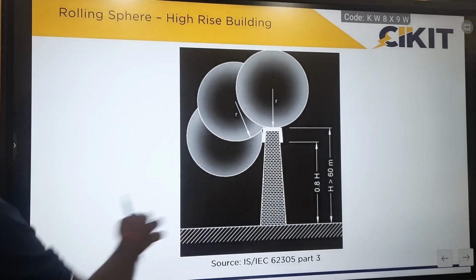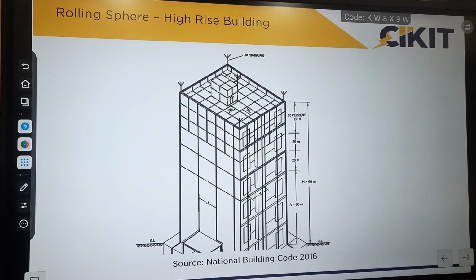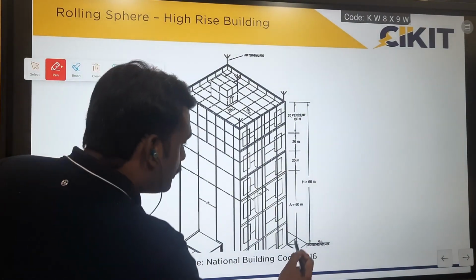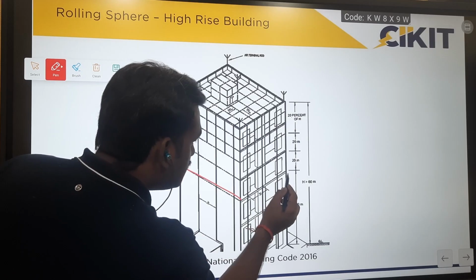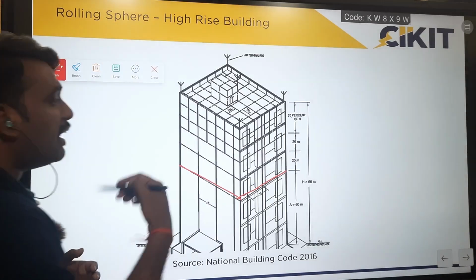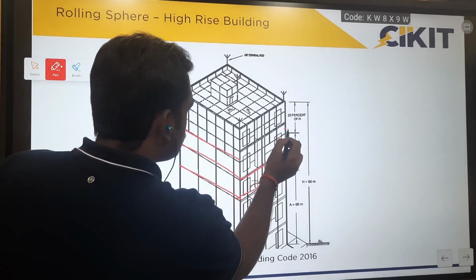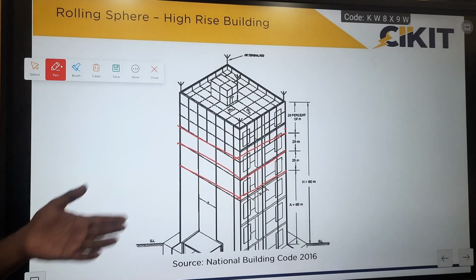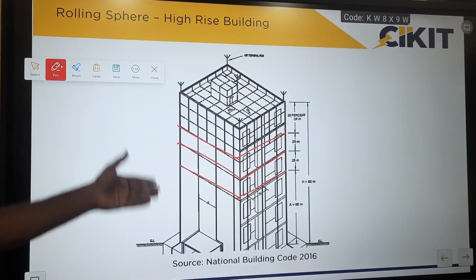NBC 2016 has provided a much clearer picture for this, and this is the reference from NBC 2016. If the building is more than 60 meters, for example 100 meters, then up to 60 meters there is no protection required. At 60 meters we have to provide one external ring for taking care of the side flashing, and after 60 meters I have to provide a ring at every 20 meter difference. So I have to provide an external ring at every 20 meters above 60 meters of height to protect the building from side flashing. This is the reference provided by the NBC standard.